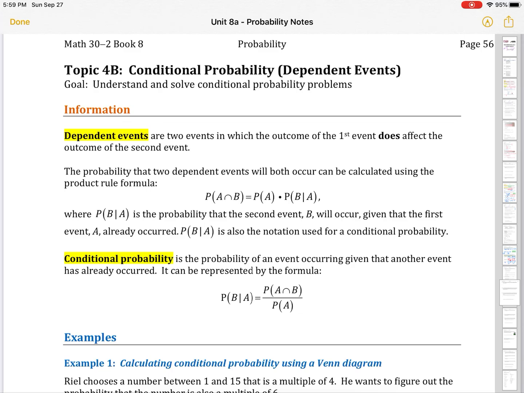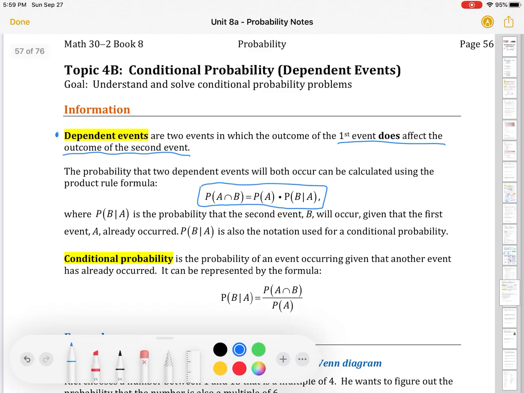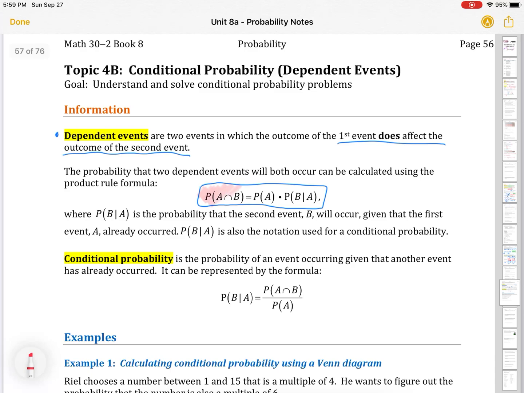What we learned in the previous lesson was about independent and dependent events. Dependent events are two events in which the outcome of the first event does affect the outcome of the second event. If you're pulling a marble out of a bag and you don't replace it, the total number of marbles changes, as well as the number of that particular color of marble. Now, the probability that two dependent events will both occur can be calculated using the product rule.